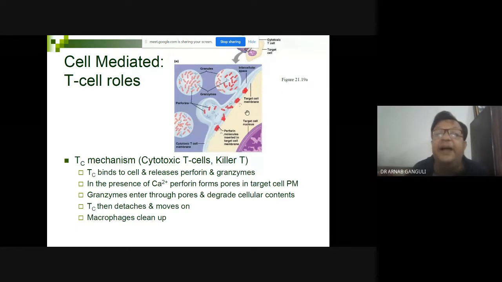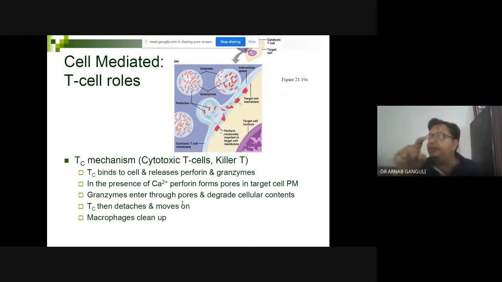What does this do? It binds, and they release these perforins and make a hole, and the target cell will die. They will leak cytoplasm and they will die. Granzymes. TC cells bind to cells and release perforin and granzymes. And they make a hole.